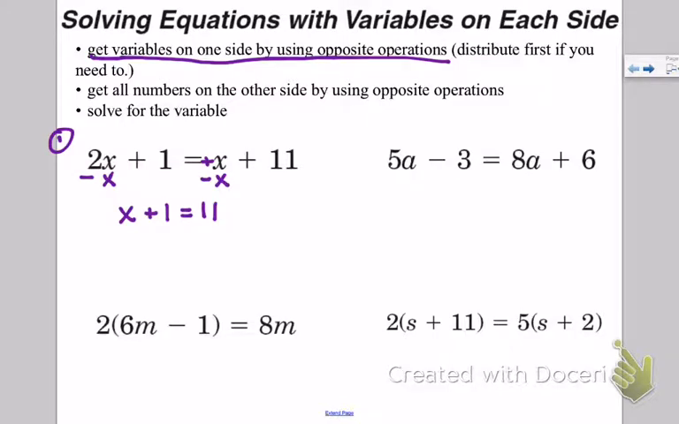Now, if we look at bullet number 2, I need to get all the numbers on the other side by using the opposite operation. My variables are on the left, so I need my regular numbers on the right. The opposite operation here would be to subtract 1 from both sides. That way I get rid of my 1 on the left, so x is finally by itself, and 11 minus 1 gives me 10.